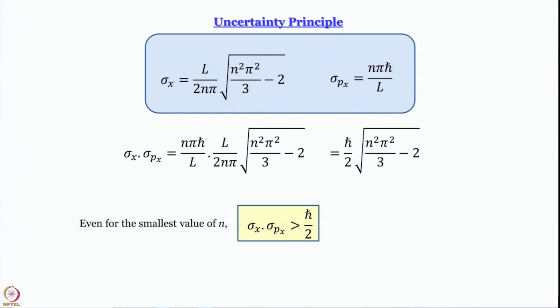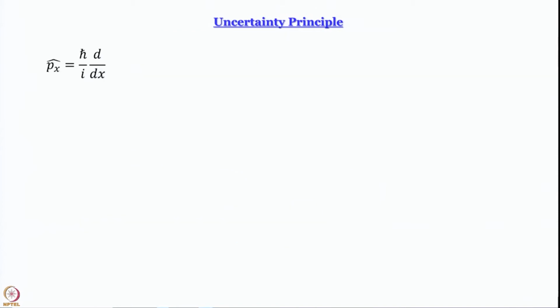That is why the product of uncertainties of position and momentum for a particle in a box turns out to be always greater than h cross by 2, which is nicely in agreement with the uncertainty principle. So, we have demonstrated that the uncertainty principle is obeyed for a particle in a box.